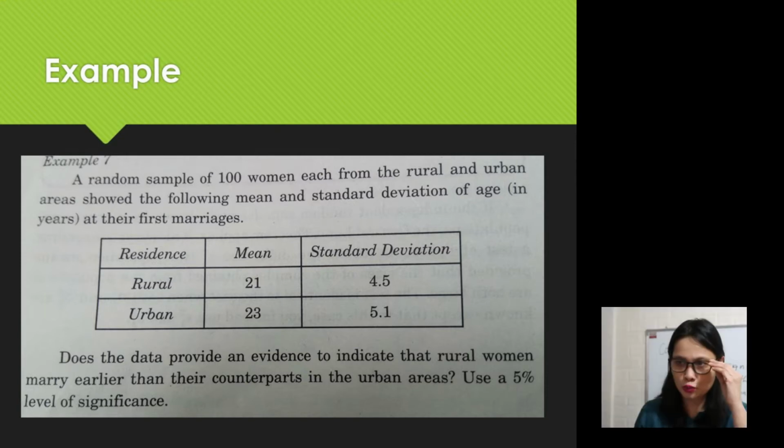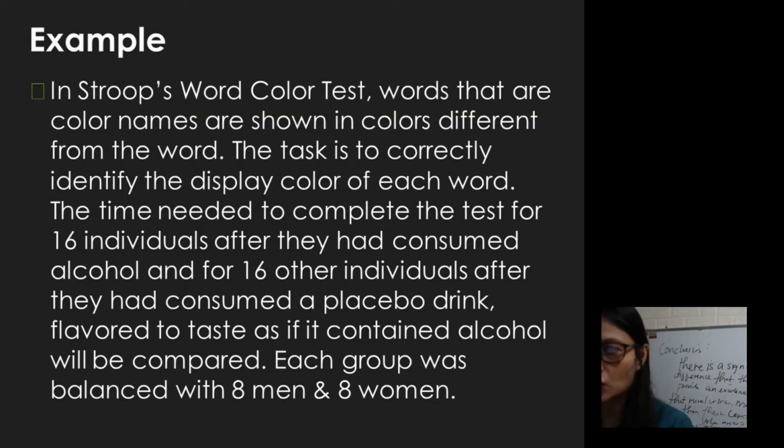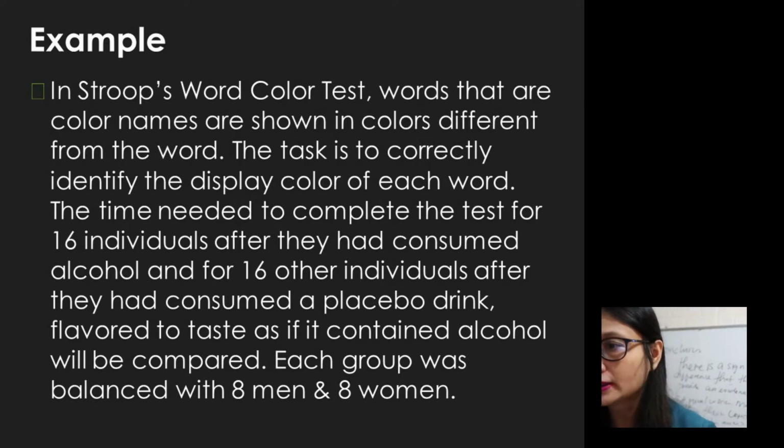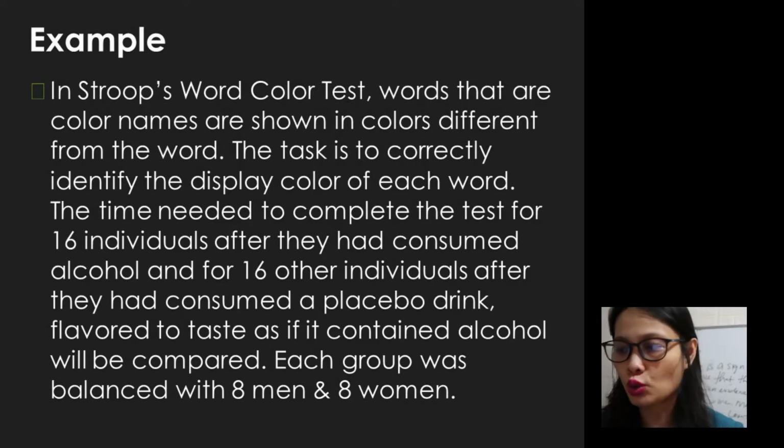Next example. In the Stroop word color test, words that are color names are shown in a color different from the word. The task is to correctly identify the display color of each word. The time needed to complete the test for 16 individuals after they had consumed alcohol and for 16 other individuals after they had consumed a placebo drink, flavored to taste as if it contained alcohol, will be compared. Each group was balanced with 8 men and 8 women.